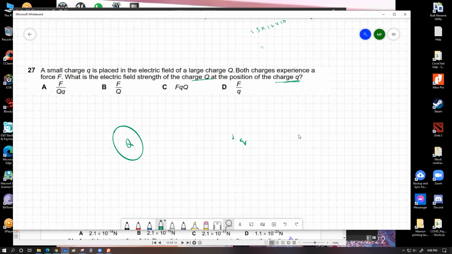Irrespective of their sign, if they are oppositely charged, they are going to experience a towards force. If they are similarly charged, they are going to experience an away force. Let's just consider they are similarly charged. So if this one experiences a force, this one will also experience a force because these two forces are dependent on Newton's third law, action and reaction forces. So you cannot have dissimilar amounts of force on the two charges.